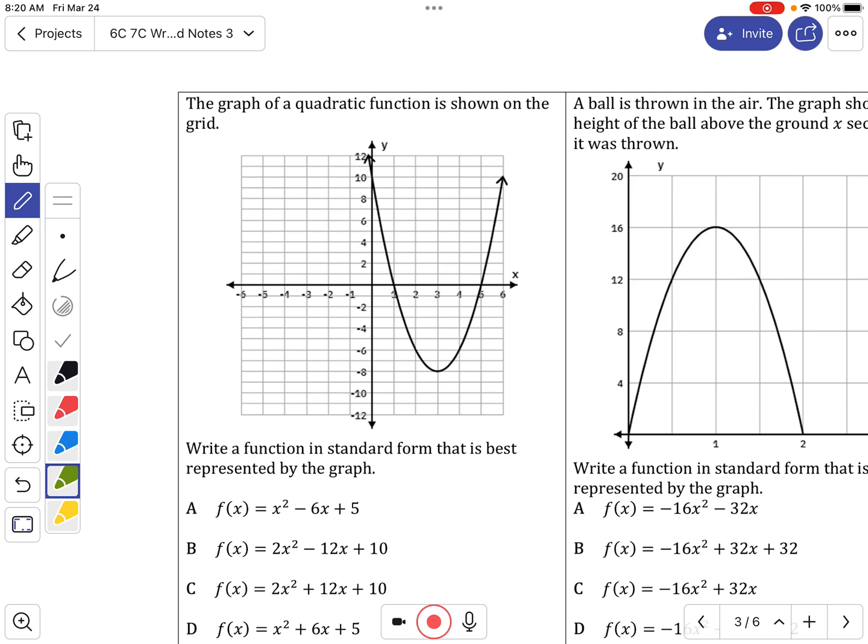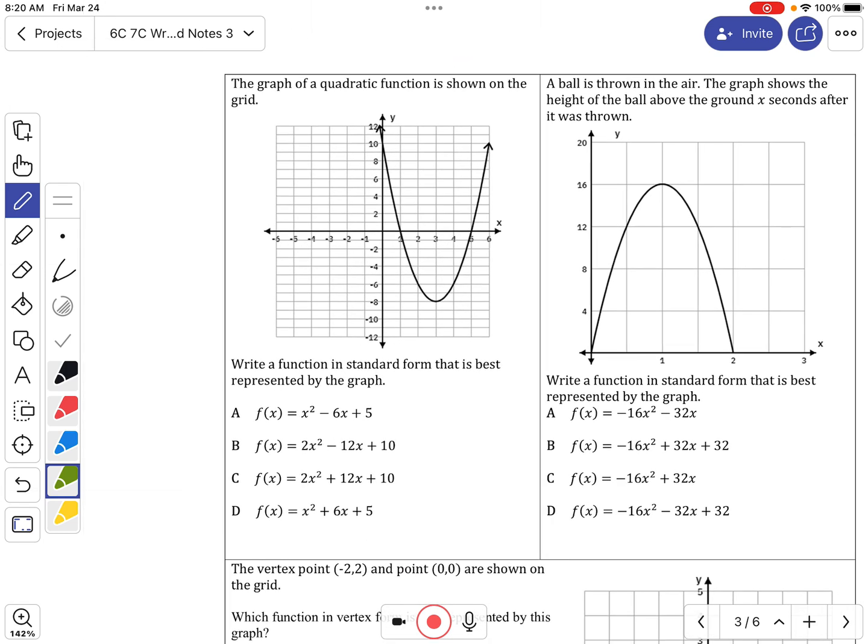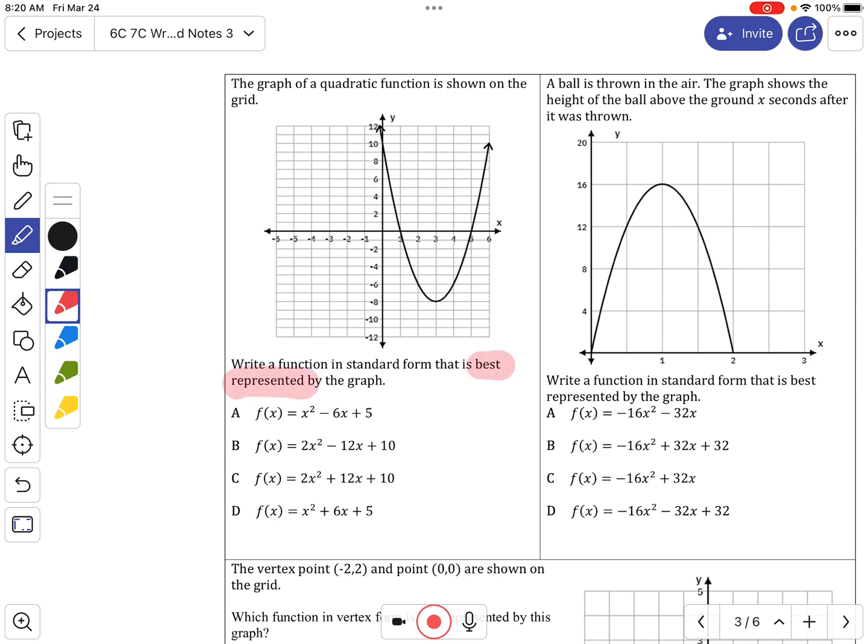This is the type of STAAR problem they would give you. The graph of a quadratic function is shown on the grid. Write a function in standard form that is best represented by the graph. Keyword here, best represented. All this question really wants you to do is find one of these equations, A, B, C, or D, that matches what they gave you. So let's not make this more complicated than it needs to be. The only key part here is finding 3 points that match.